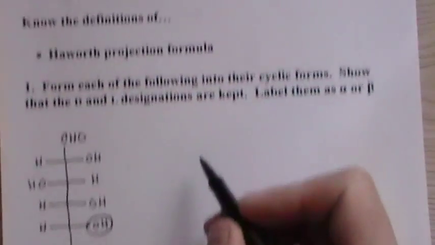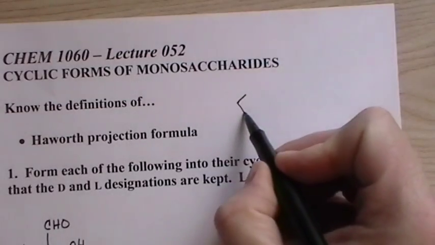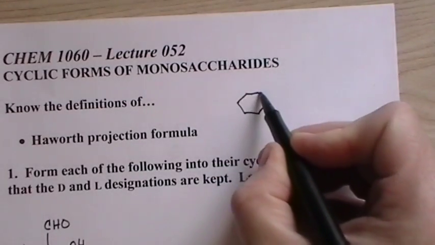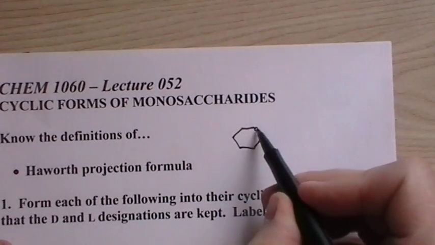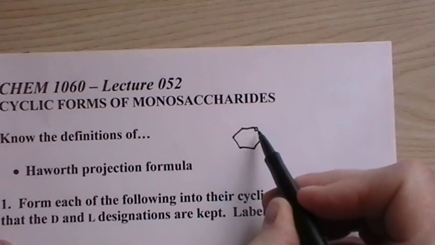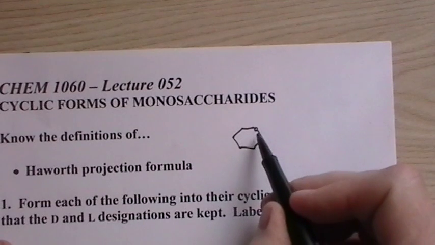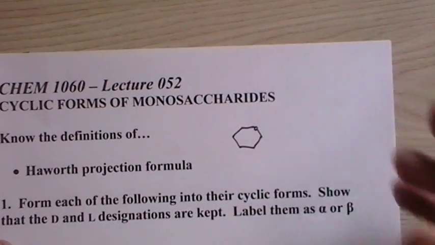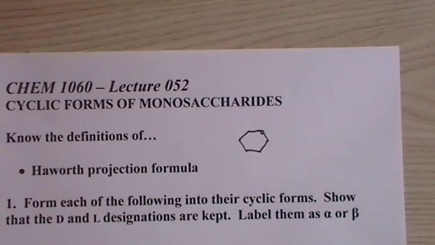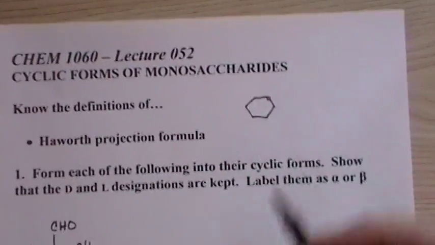Now, the general, let me just draw it up here, for ring systems, for carbohydrates, the oxygen is always put here on the right side. That's the Haworth projection. If you have the oxygen there as part of the ring, in the upper right hand corner, then you get a lot more information as you compare different structures. So we'll always put it like that.